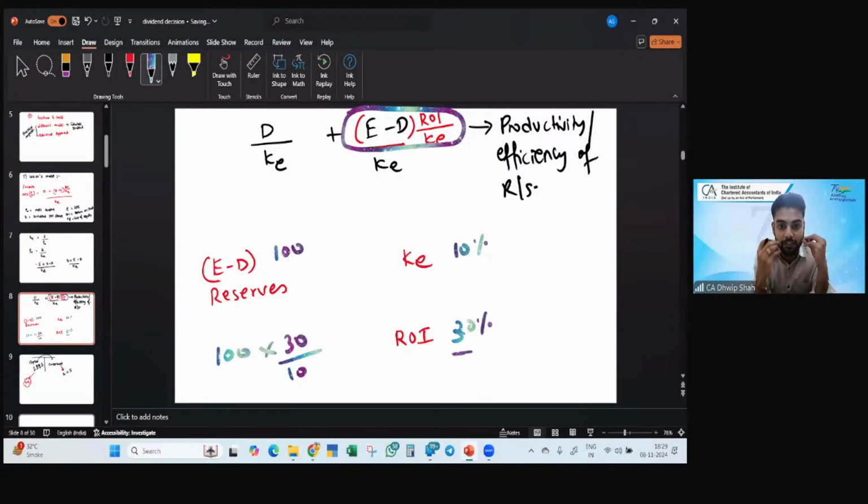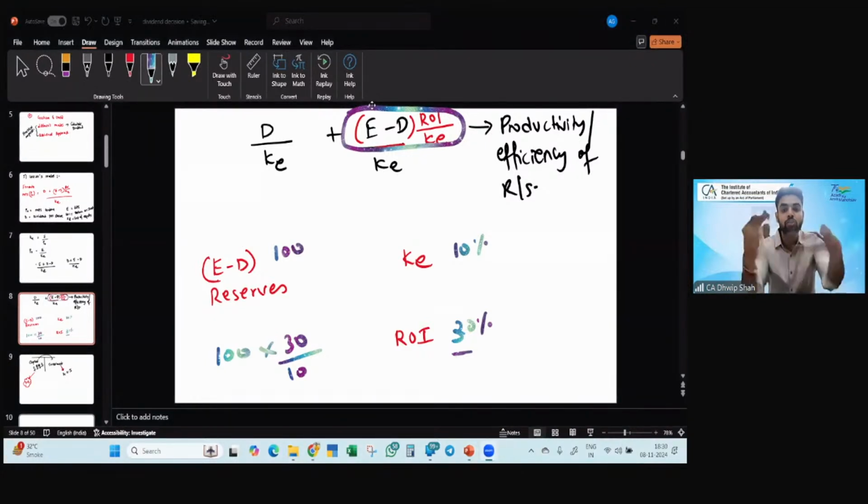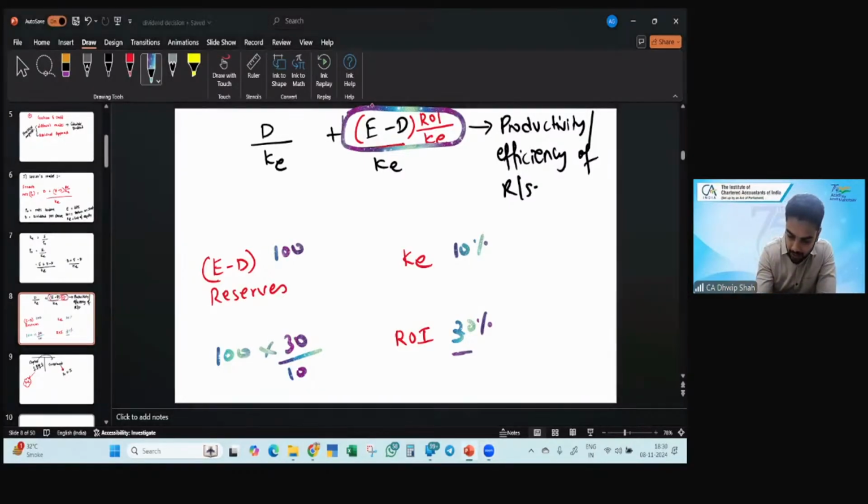If the company keeps funds with itself, it can make three times. Are you getting this? Had the reserves been with the company, it has the capacity to make 3 times of this 100. The company can turn one into three. So can I say this represents the productivity, the efficiency of reserves and surplus, the retained earnings, by the company? That is the numerator here.